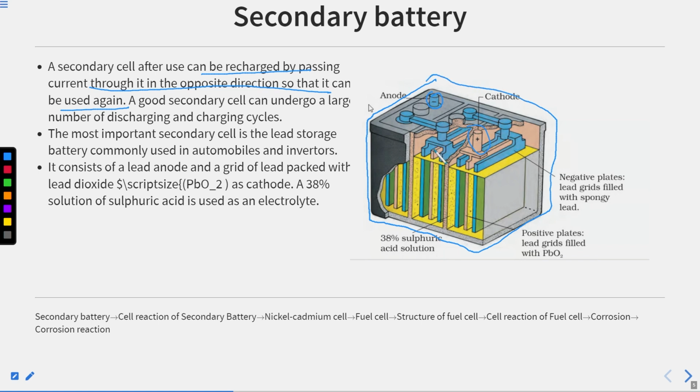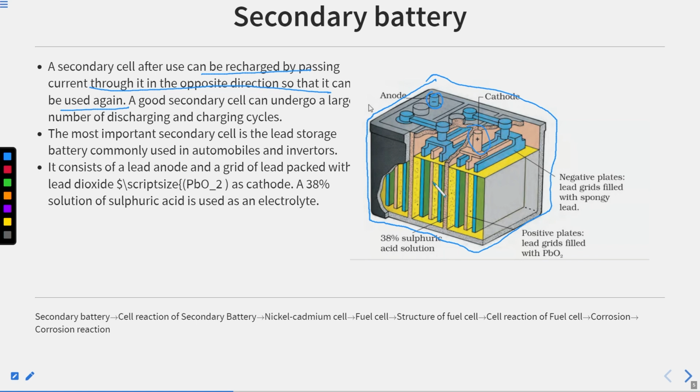Now, if you see the structure here, it consists of a lead anode. A grid of lead packed with lead oxide. Here is the lead oxide. And as cathode, we have lead dioxide. So lead is acting as an anode and a grid of lead packed with lead dioxide is acting as a cathode. A 38% solution of sulfuric acid is used as an electrolyte.